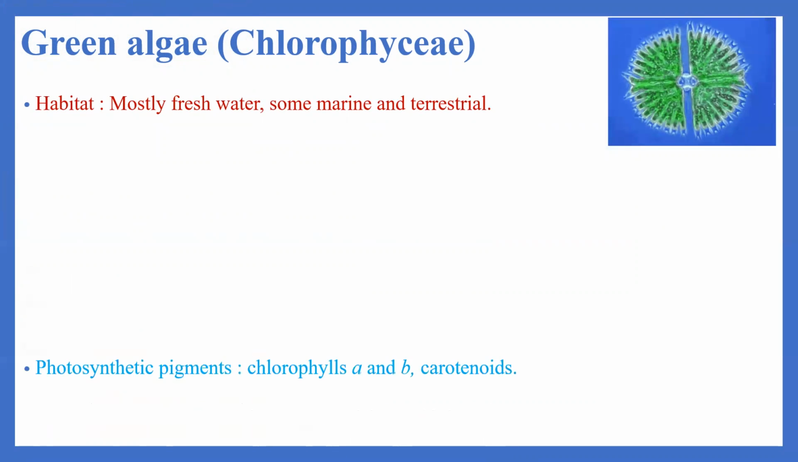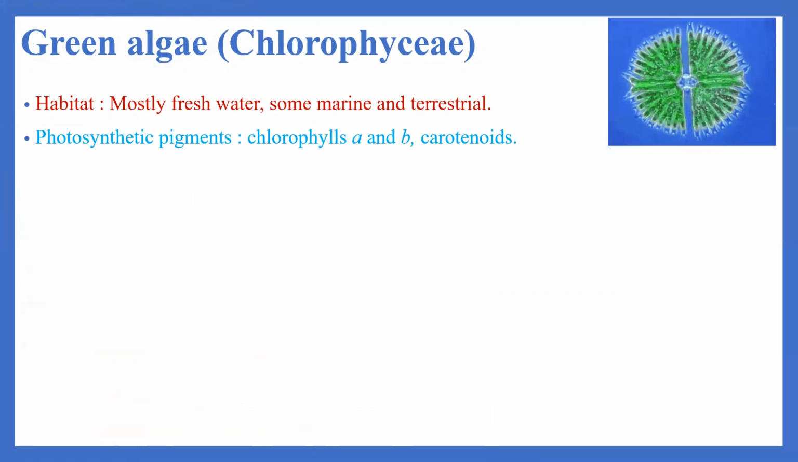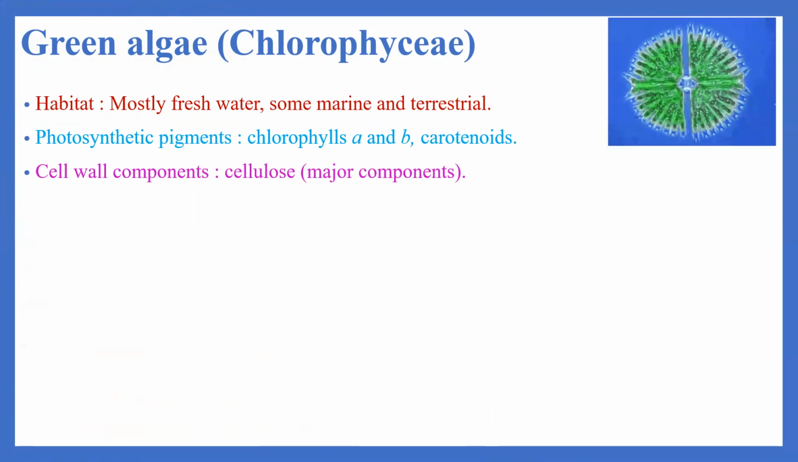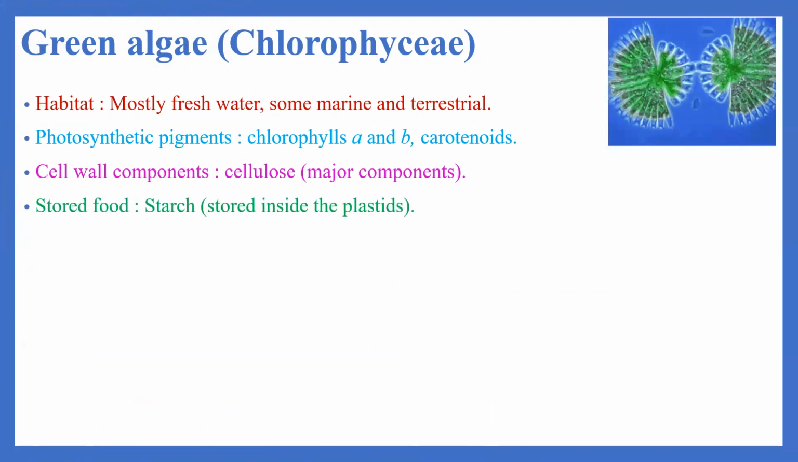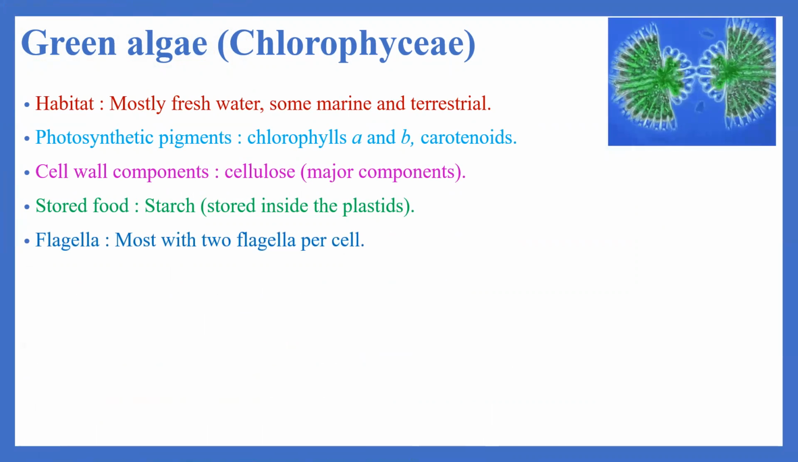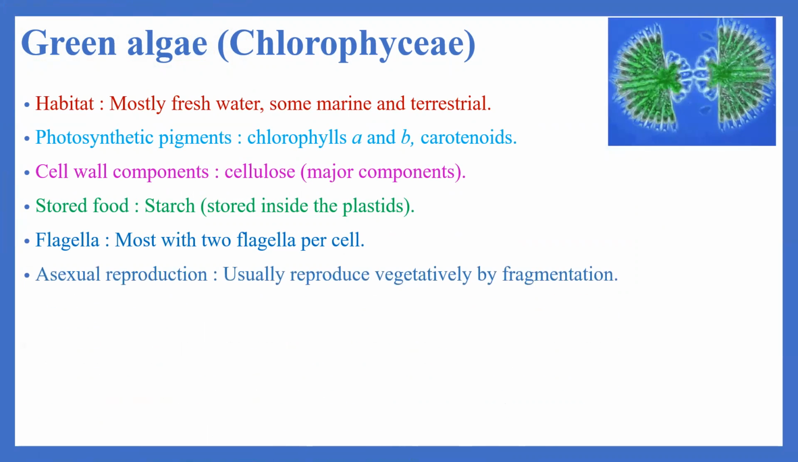The habitat is mostly freshwater, some are marine and terrestrial. Photosynthetic pigments are chlorophyll A, B, and carotenoids. Cell wall component is mainly cellulose. Stored food is starch, which is present in the plastid. Flagella are mostly present, with two flagella per cell.